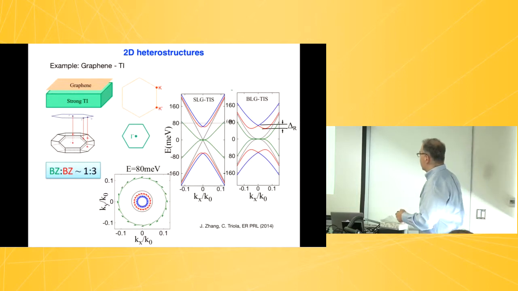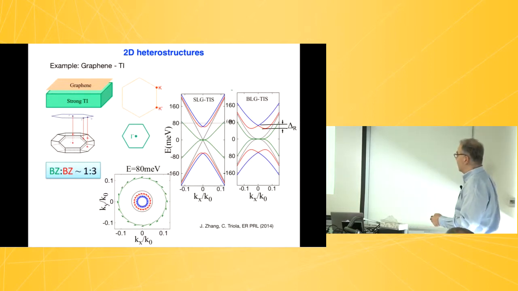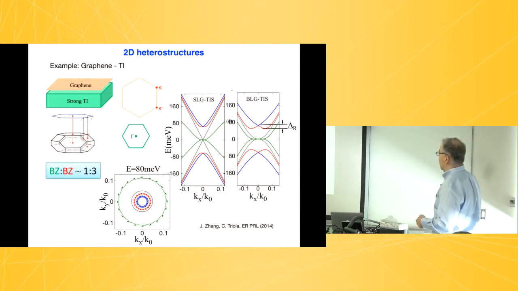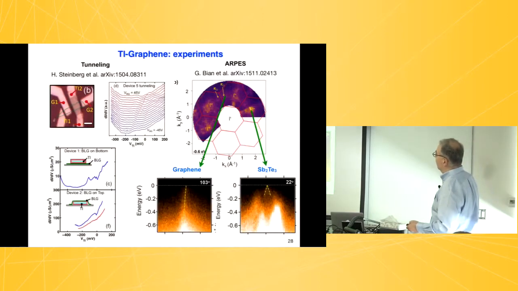So the message of this slide is that if you want to try these, you're probably going to have a bigger effect if you put bilayer graphene than single layer. We had this theory. We thought it was nice, but maybe it's difficult to do. But now people have done this.